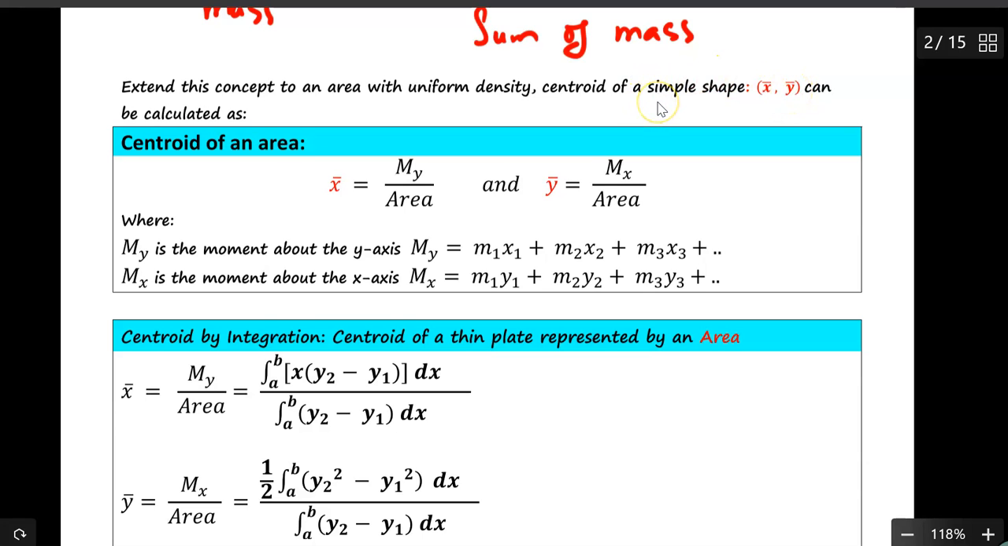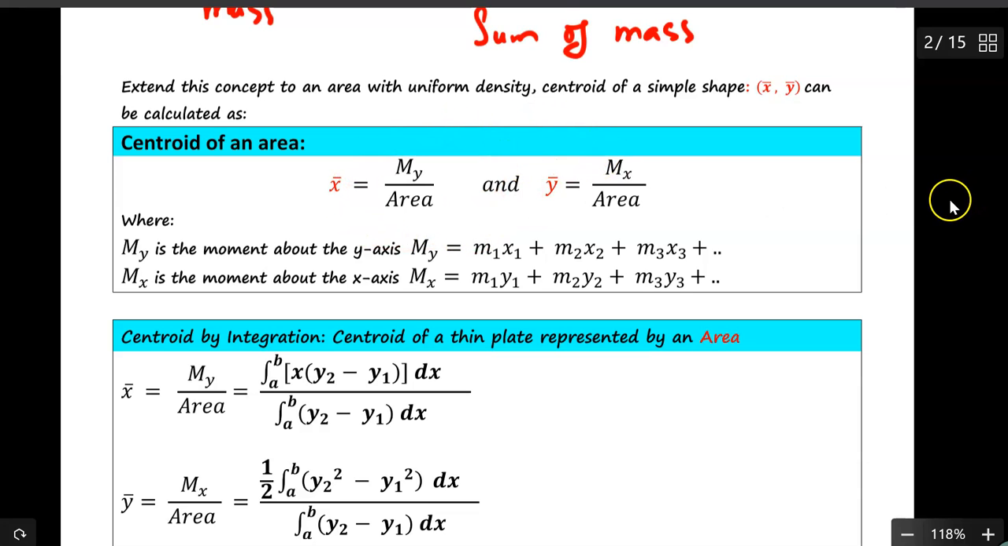Okay, so the centroid on the Cartesian plane will have to be represented by coordinates. In this case, x bar is My divided by the area. My is the moment about the y-axis, where My will be equal to m1 times x1 plus m2 times x2. And this is the sum of all the moments about the y-axis, which is called My. Mx is the moment about the x-axis, so the sum of all the moments right here.